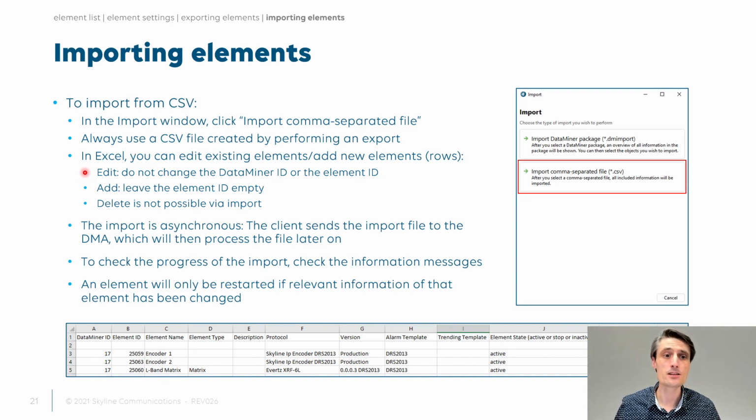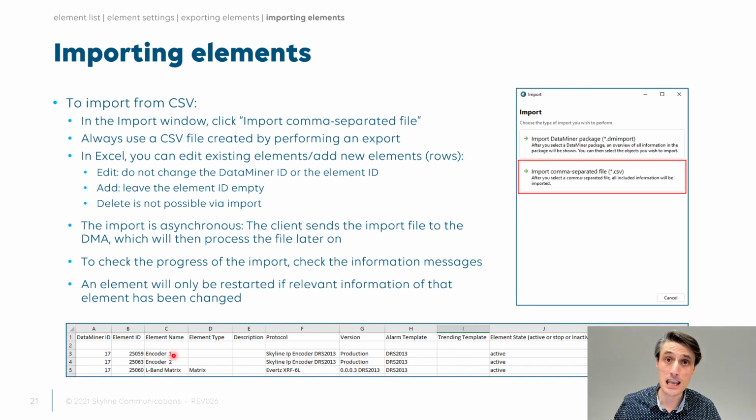You can edit a specific row. So you can just change a name or a protocol or an IP address or any of the settings you can change. But if you are doing an edit, do not touch the DataMiner ID and the element ID, because that's the unique reference we have to know about which element you are talking here.